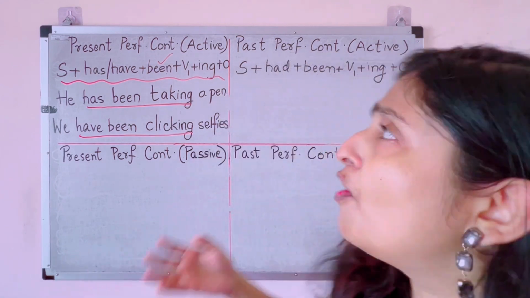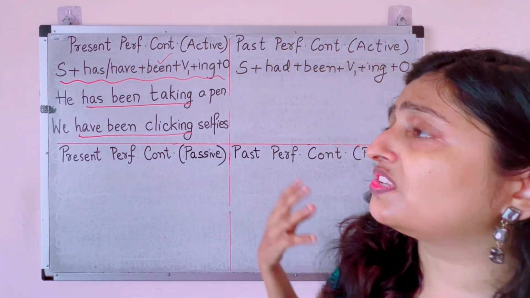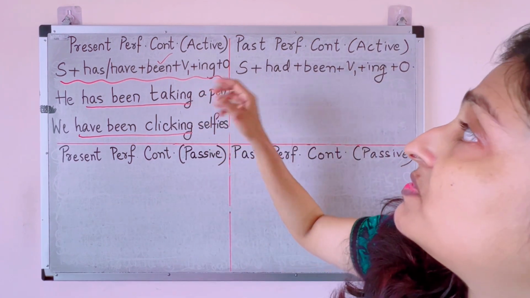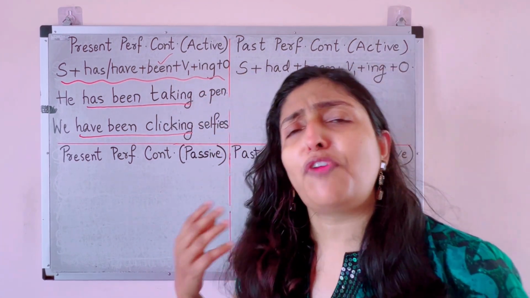Can you make the formula for past perfect continuous in active voice? It becomes subject. What is the past of has and have?